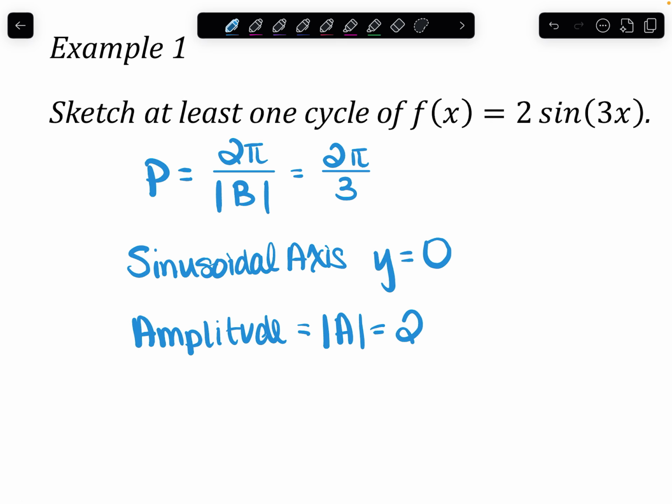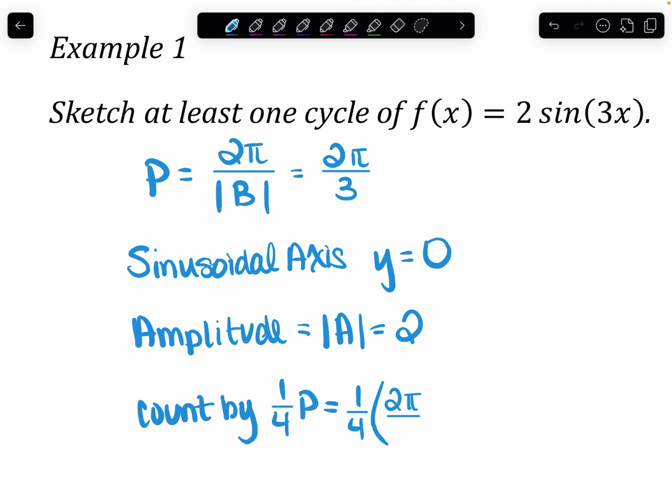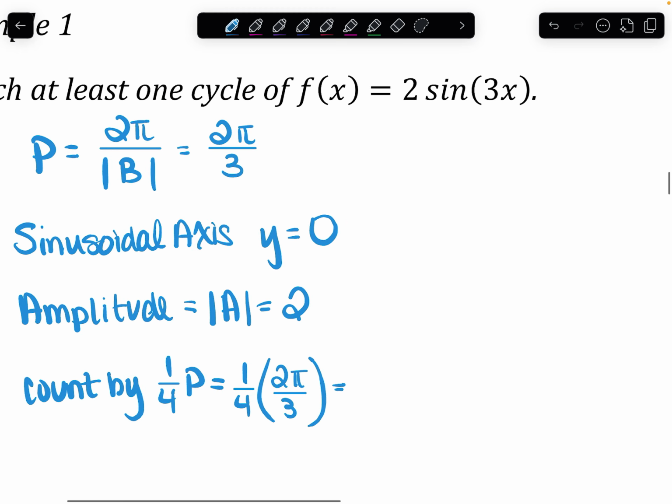Then we need to get our critical values figured out. We need to know where our critical values are going to fall. So that's where the Sahala is going to come in. We also need to know what we're going to count by. So we count by 1/4 of our period, because remember, there are 4 unique critical values in every cycle. So we have to divide the period up into 4 equal chunks. So 1/4 of P is 1/4 of 2 pi thirds, which would be 2 pi twelfths or pi sixths. So that means we're going to have a critical point every pi sixths units.